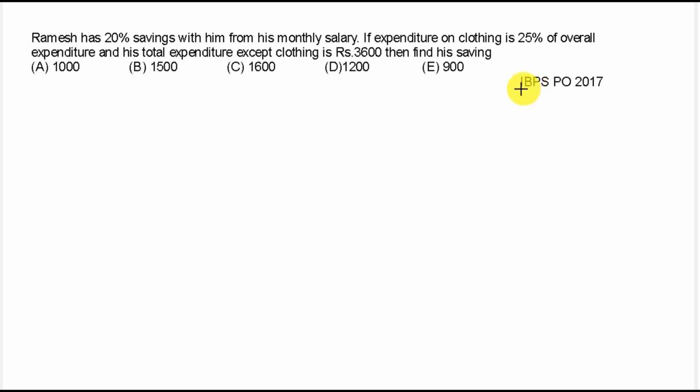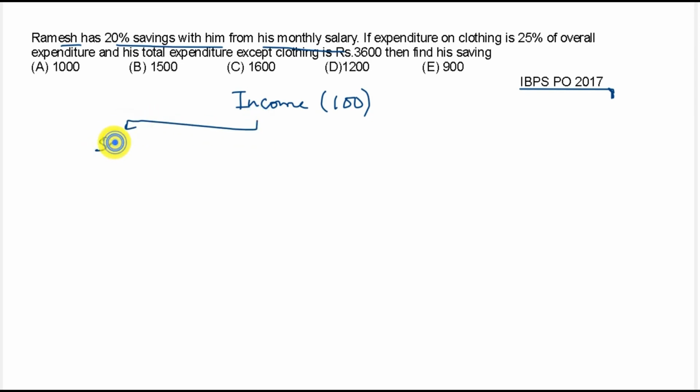This question has also been asked in IBPS PO 2017. Now let's discuss the question. It says Ramesh has 20% savings with him from his salary. So from his salary he saves how much? 20%. So as usual we take the income. We take his income as how much? 100. From his 100, what is the saving? Saving is how much? 20. It says he saved 20%. So if you take the income as 100, the saving is going to be 20.